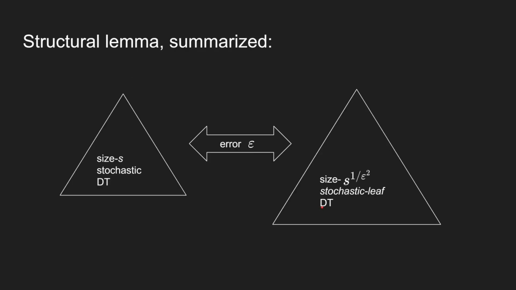So to sum up what we've just done, we've shown that for every stochastic decision tree of size s, there is a stochastic leaf decision tree of size s to the 1 over epsilon squared, such that the absolute value distance of their means is at most epsilon. And if you want, you can round these leaves to the closest 0 or 1 to get a deterministic decision tree whose error with respect to the first one is opt plus epsilon.